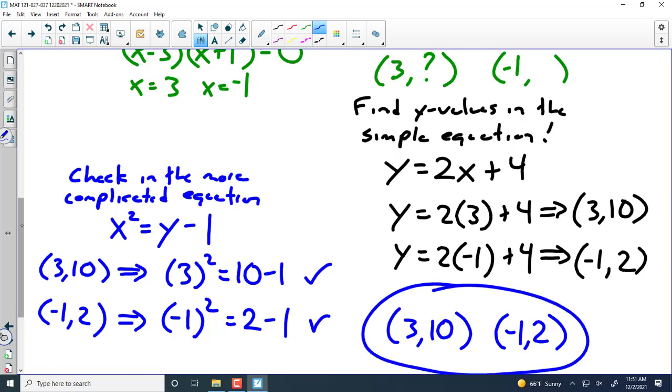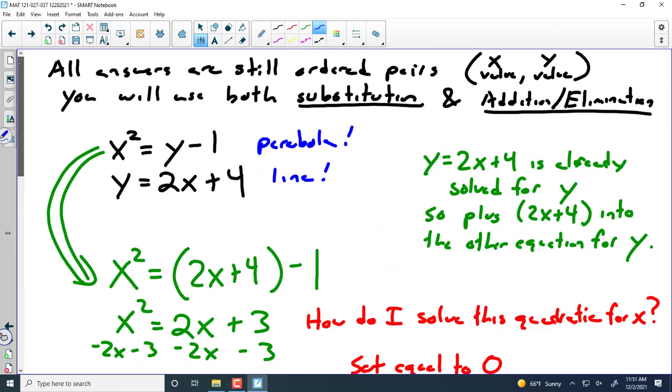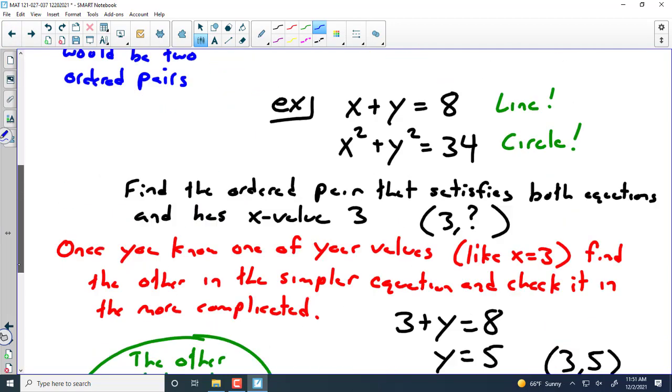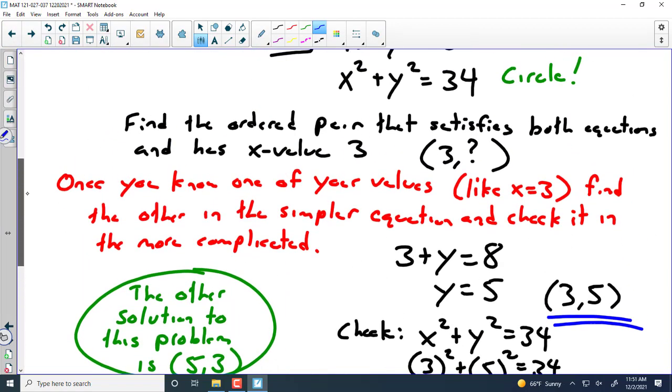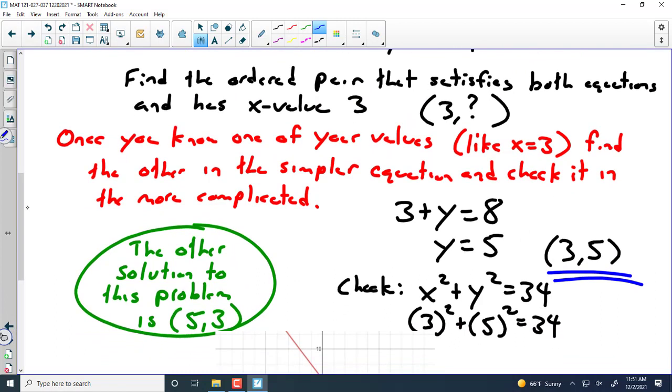Yeah, I would say, yes, you do check them in both. But I would say a more important thing to remember is this one right here. Where is that? Where did I put that? Oh yeah, it's the hot tip. Once you know one of your values, like x equals 3, find the other in the simpler equation and check it in the more complicated equation.